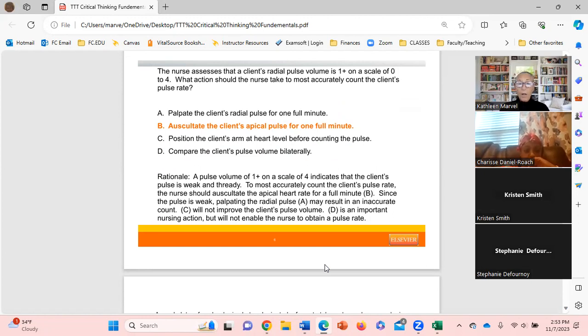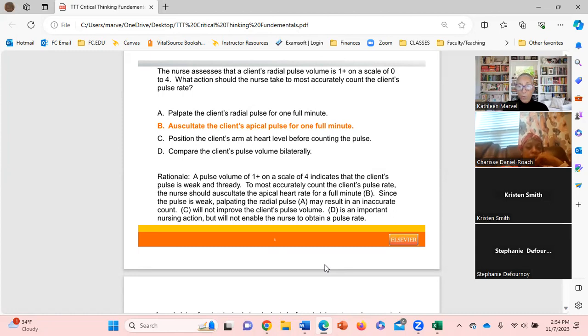So a pulse volume of 1+ on a scale of 4 indicates that the client's pulse is weak and thready. To most accurately count the client's pulse rate, you should auscultate the apical heart rate for a full minute. That's the correct answer. Why are the others wrong? Since the pulse is weak, palpating the radial pulse may result in an inaccurate count. C will not improve the client's volume. And yes, D is an important nursing action, but it won't enable the nurse to obtain a pulse rate.